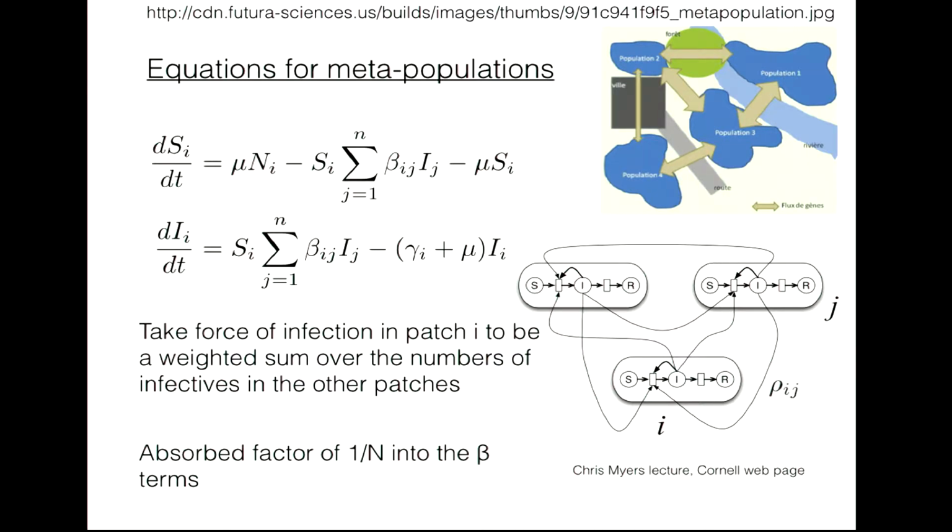So I've just gone back to writing S and I instead. This is a term that couples different infecteds in different populations. So this is population 1, population 2, population 3. There is one term here that refers to that particular population, infections that you get from individuals in that population. But there are also terms in which i is not equal to j.